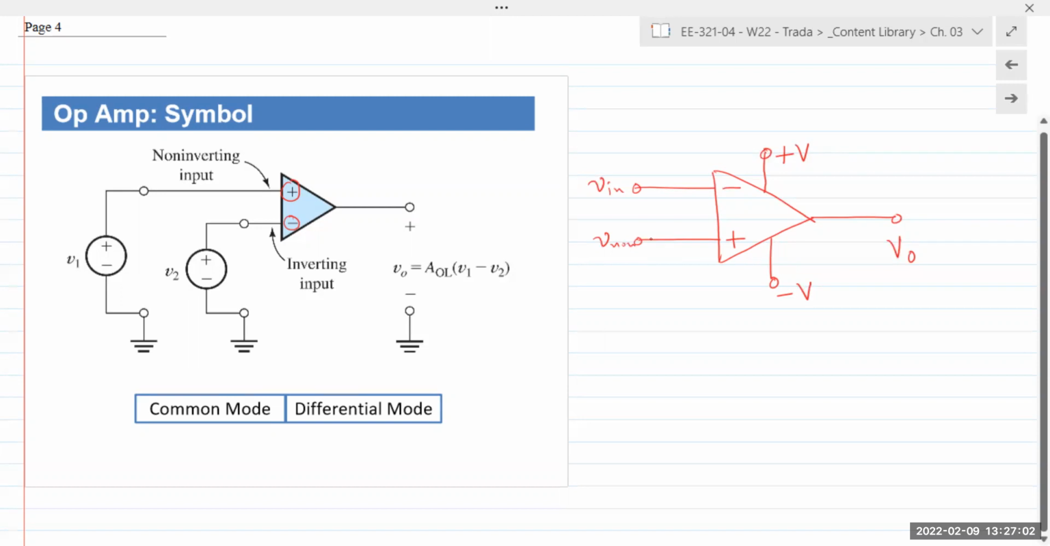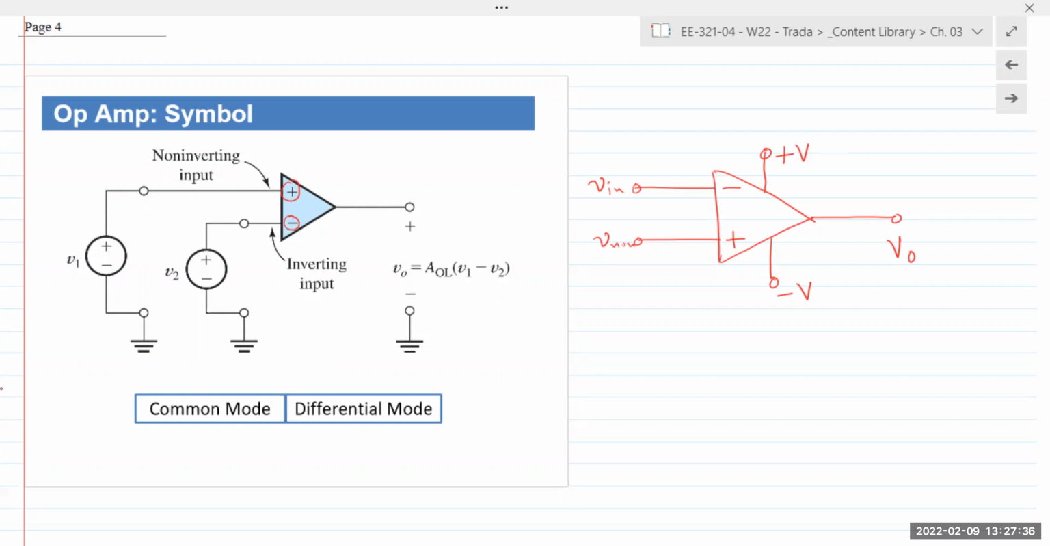Primarily, we can say an open loop op amp, which does not have any feedback coming from the output, has two modes of operation. You have the common mode operation, and you have the differential mode operation. Common mode operation basically means that the same signal is going into the two terminals. If not the same signal, very similar signals going into the two terminals.